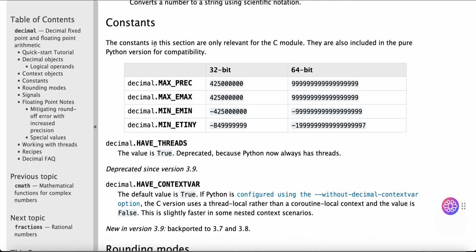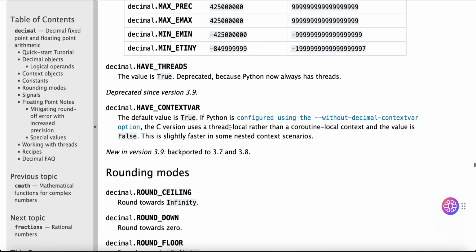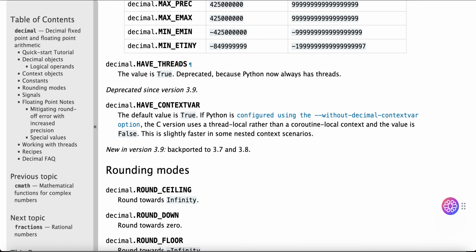Constants. The constants in this section are only relevant to the C module. They are also included in the pure Python version for compatibility. decimal.MAX_PREC, MAX_EMAX, MIN_EMIN, MIN_ETINY for 32-bit and 64-bit. decimal.HAVE_THREADS: the value is True. Deprecated, because Python now always has threads.